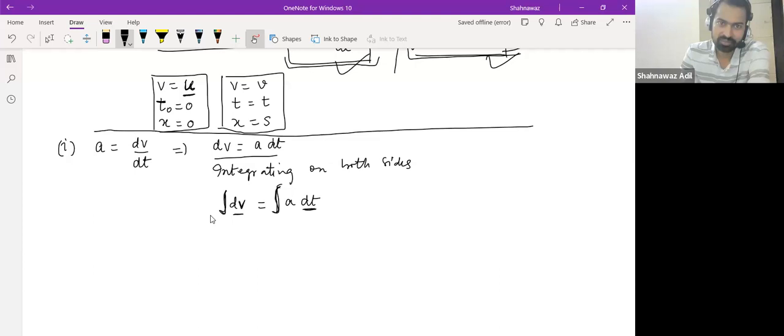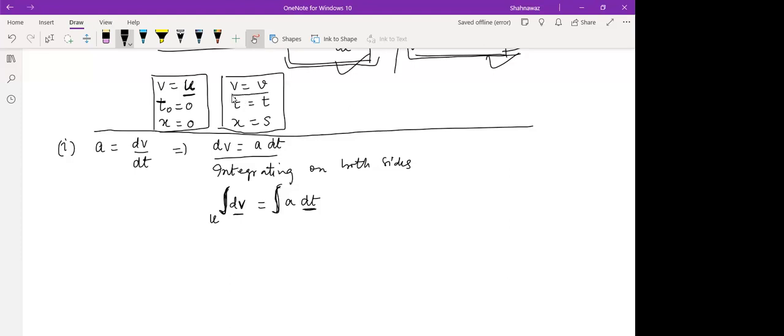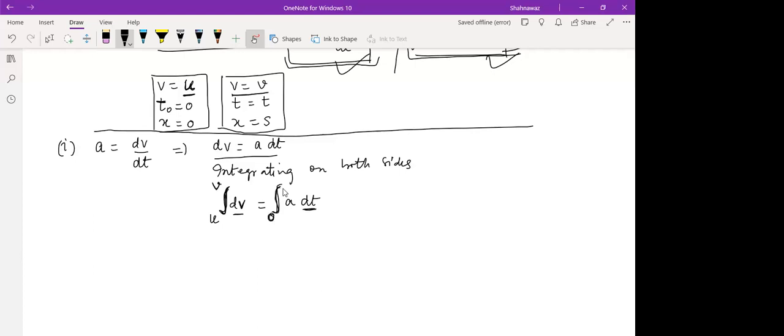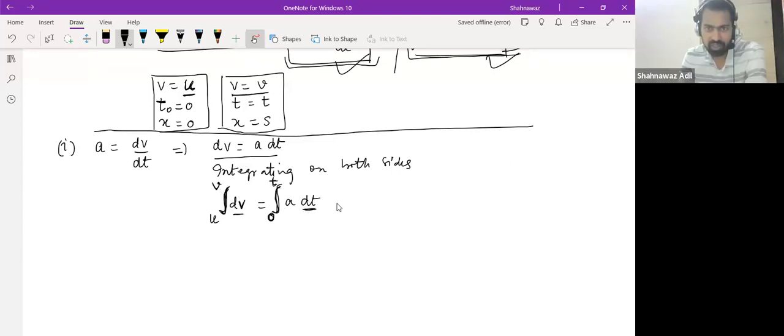So this is u. And what is the final velocity, the upper limit? Let's look from here. V. So it will be v. Now this integral: what is the initial time? Initial time is 0, and final time is t. So now we have all the limits and we have the integral.